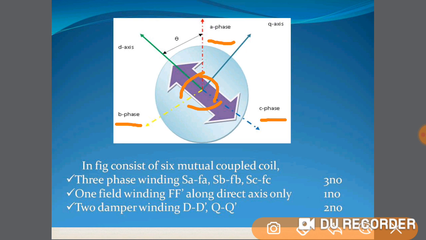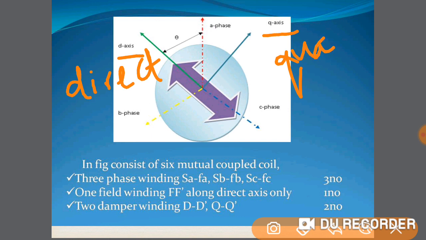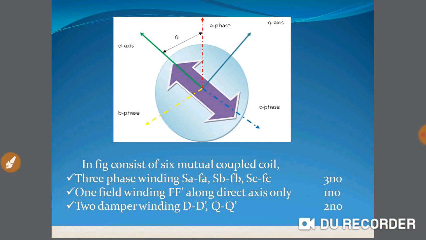So Park decided to define this system with respect to two axes, that is the direct axis and the quadrature axis, that is the D axis and Q axis. D will be for direct and Q will be for quadrature. So now it was a 2D simplified model, and he established a relationship between these three-phase variables and the two-axis system of D axis and Q axis. Also, he considered a reference axis as the zero axis.